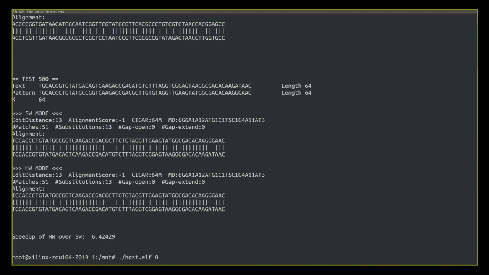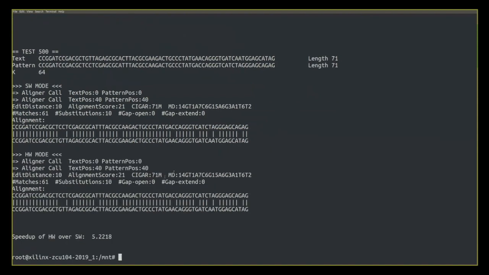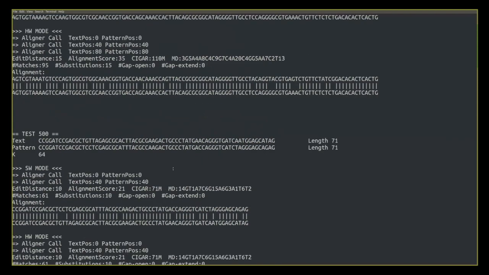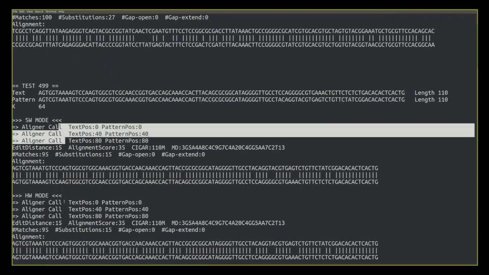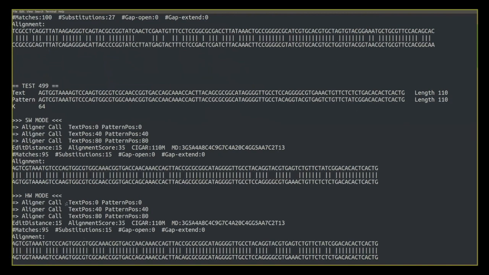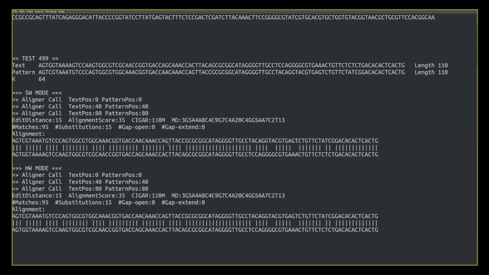I'm going to launch the alignment in the long read mode. In this case, the dataset contains alignments over 64 characters. For example, if you look at this one, it's 110 characters, and it has to launch the hardware and software multiple times because they only support a maximum alignment of 64 characters. Even in this case, we obtain the exact same alignments.